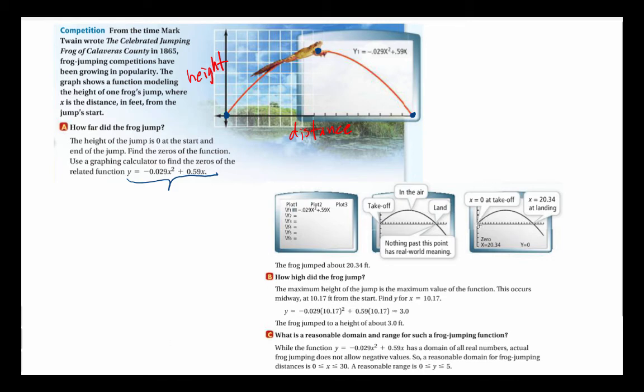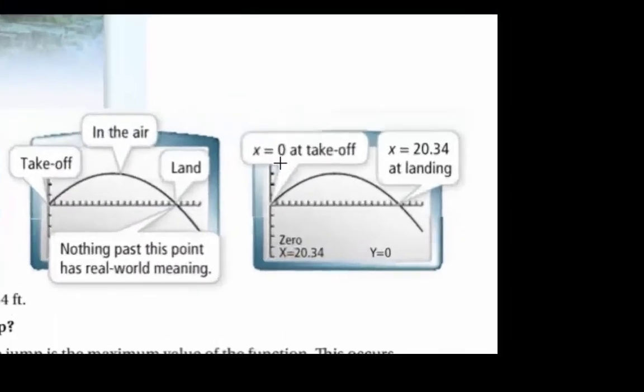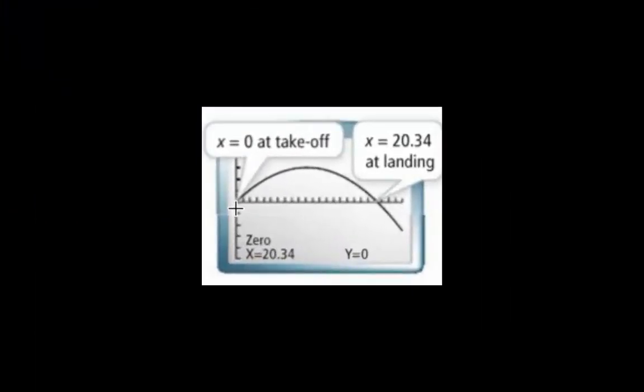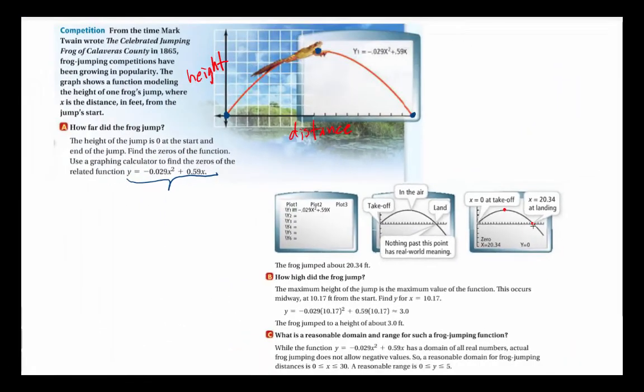So we will come over here and analyze our graph. At x equals 0, at a distance of 0, the height is 0. The frog is just taking off, and so as the frog jumps, this parabola models the jump here. Somewhere around here, it's going to reach a max height, and then over here is where it lands again after jumping. And so what we can do is we can use some different functions on our calculator to find those points.